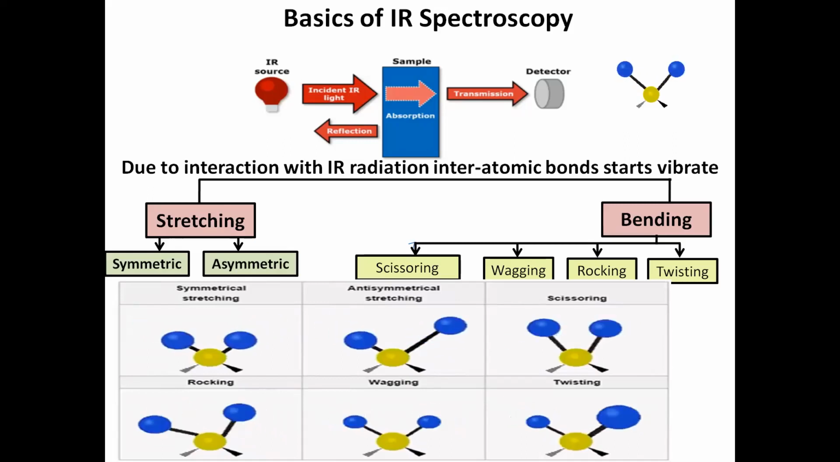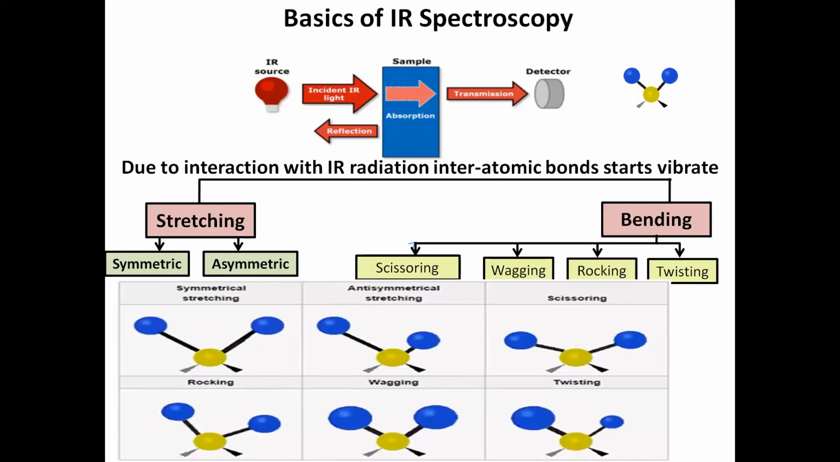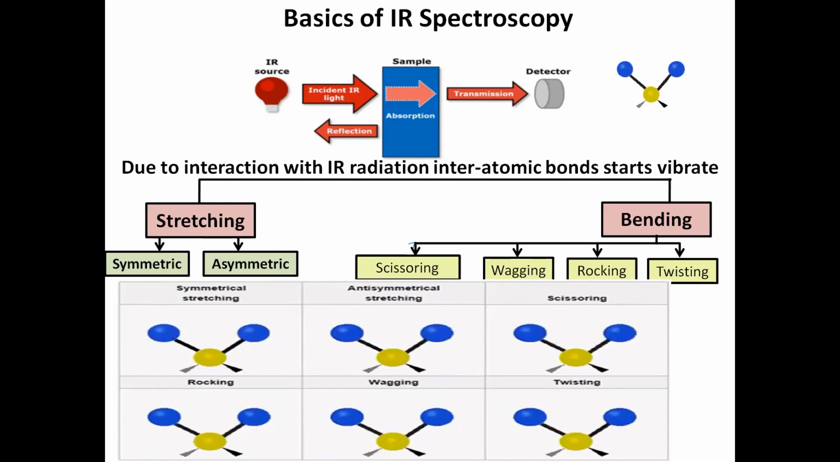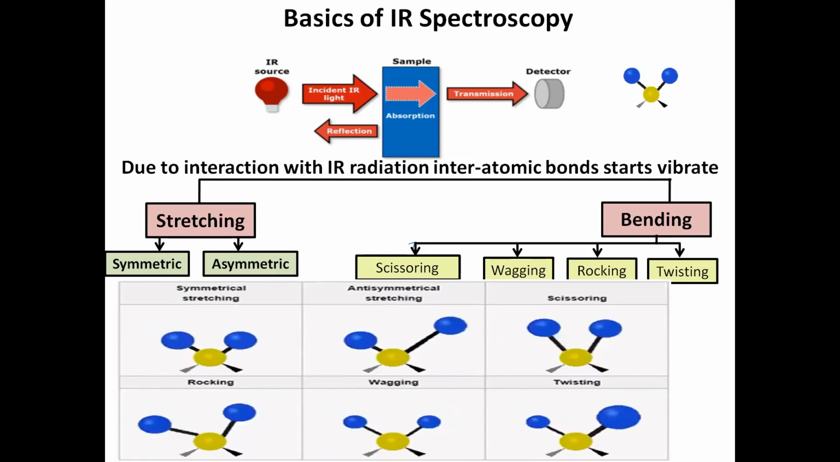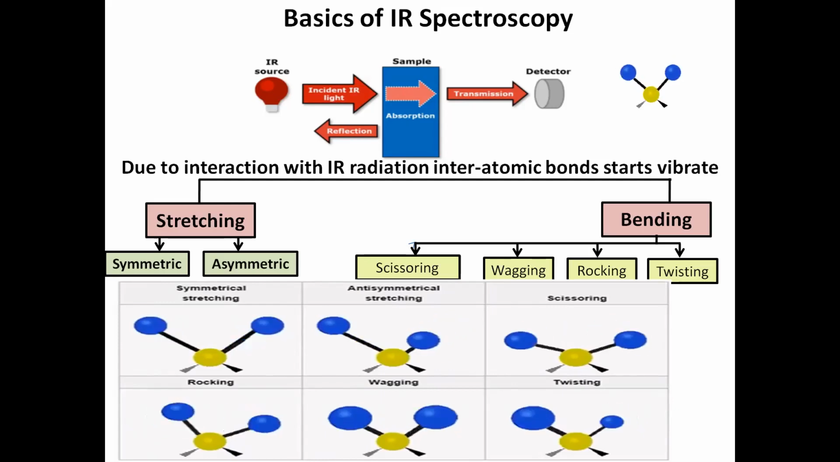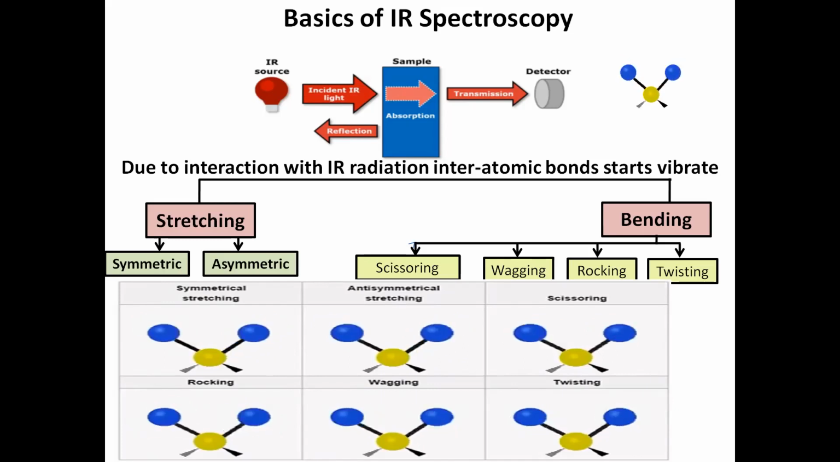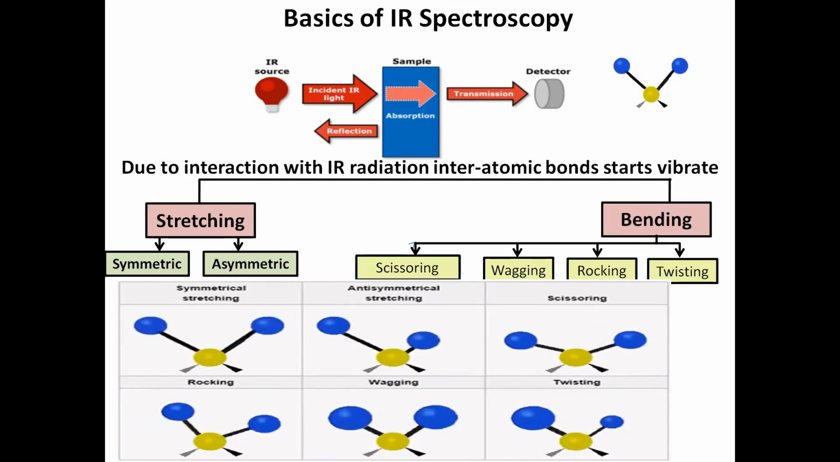Now come to bending. First one is scissoring, you can see scissoring like that, meaning both atoms are coming close like that. So this is scissoring action. Next one is rocking, like that. Both are going in one direction simultaneously. Next one is wagging, like that. This is wagging action. And twisting, like that, meaning some rotational movement is also there. So this is twisting action. So bending will take place by means of these four ways.